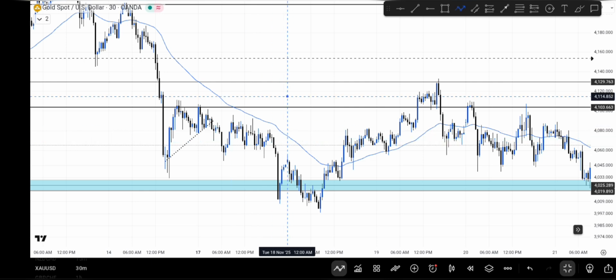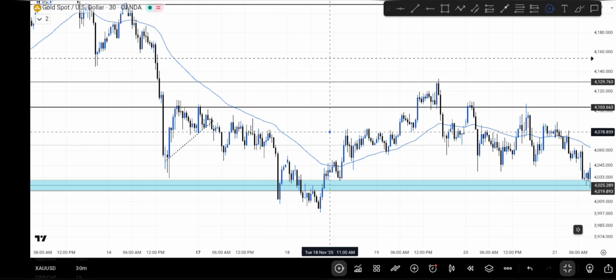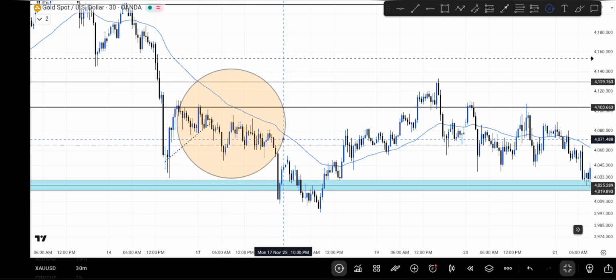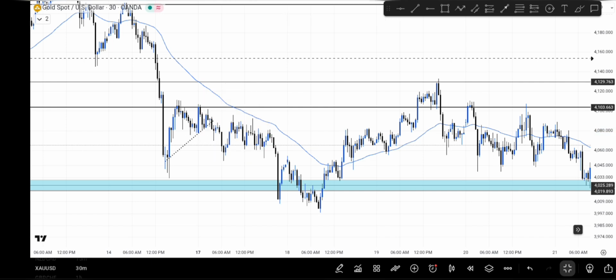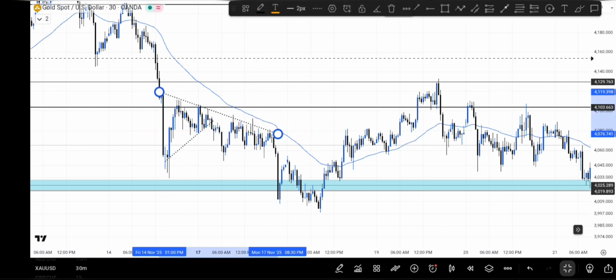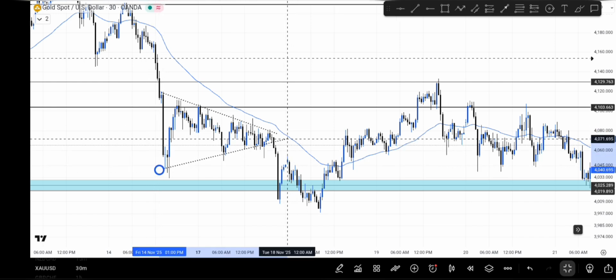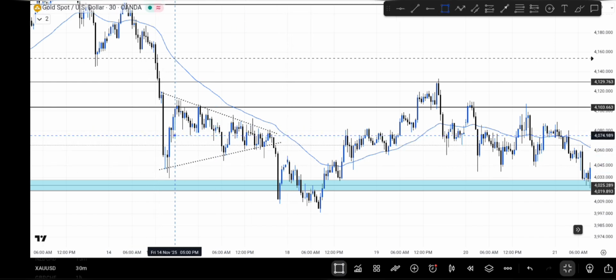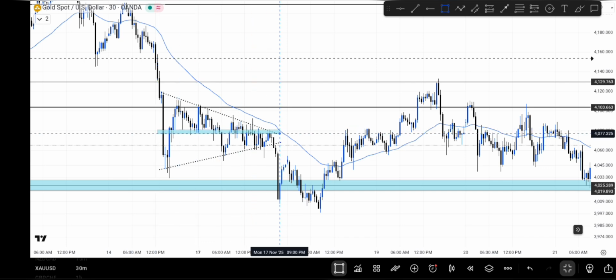But then I was seeing this kind of consolidation around this level. I figured it was trying to make a pattern, just like a triangle pattern. So I just had to draw my trend line and arrange this, my trend line. And I also had to mark out another level I saw here.